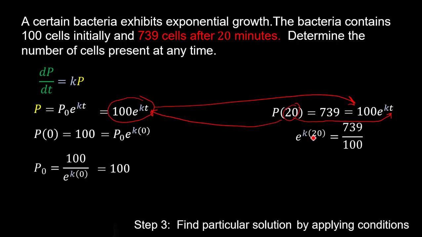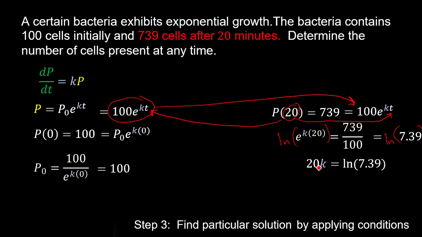So we have e to the k times 20 equals 739 over 100, which is just going to be equal to 7.39. And our next trick here is just going to be to take the natural log of both sides of this equality, which again is a valid move because we're doing it to both sides. Natural log of this equals natural log of that. And when we take that natural log, this e to the 20k is just going to become 20k because the natural log and the exponent are just inverse operations.